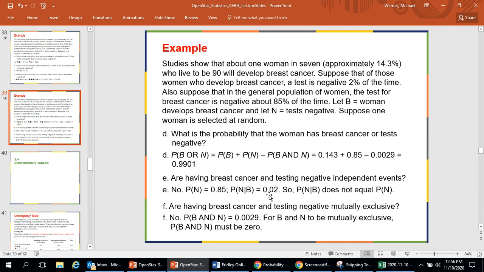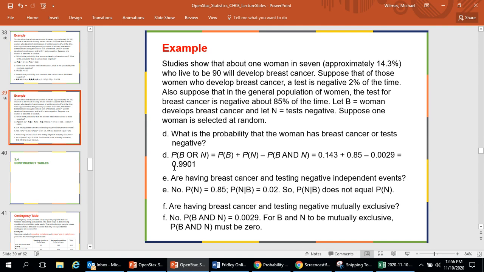Okay, are having cancer and testing negative mutually exclusive? That would mean having cancer and testing negative would never happen at the same time. And we wish that was the case, but it is not the case. There is a small chance you will get cancer and test negative and not be diagnosed correctly. So no, they're not mutually exclusive, unfortunately. If they were, the intersection would have to be 0.